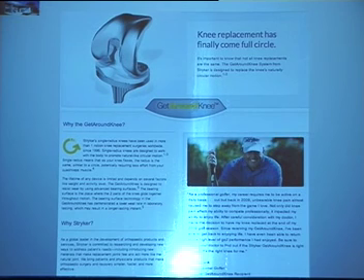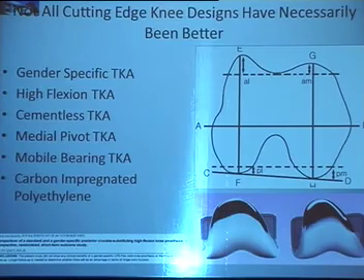Again, Stryker has come up with their own design with a medial single radius. So all the companies are trying to do these things. And in the last 10 to 15 years, we have seen the emergence of a lot of new features trying to claim that they will do this and that, but has it actually stood the test of time?